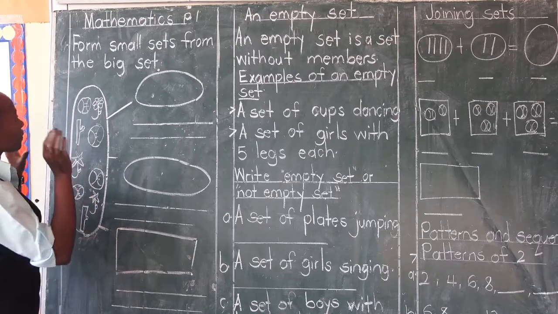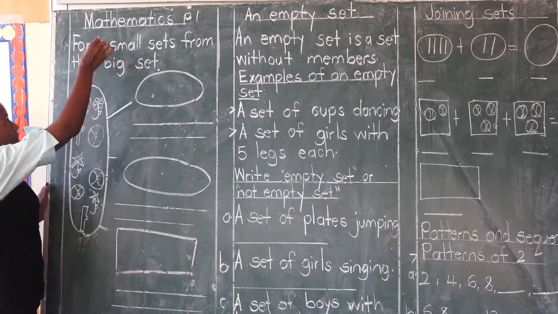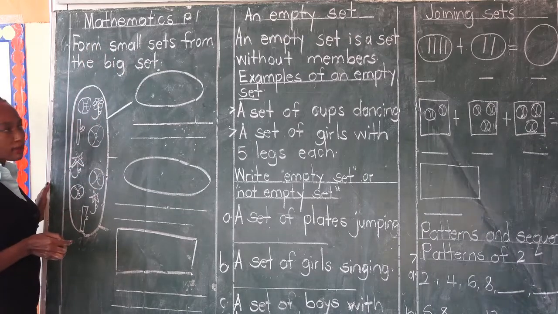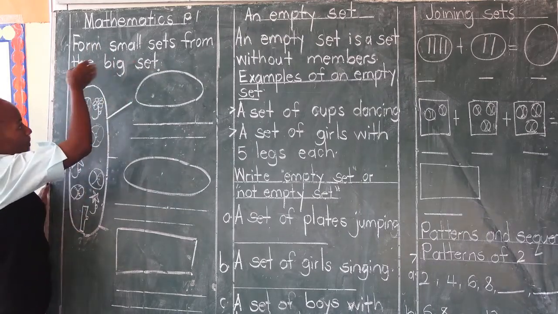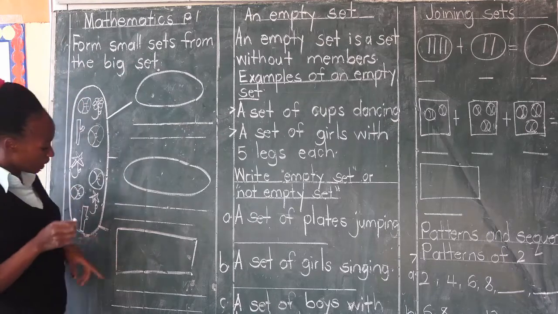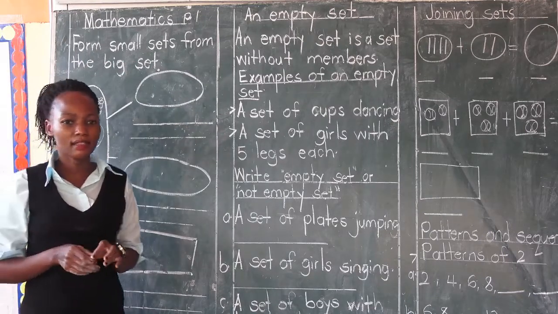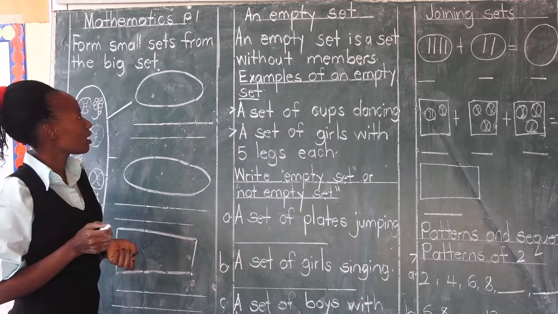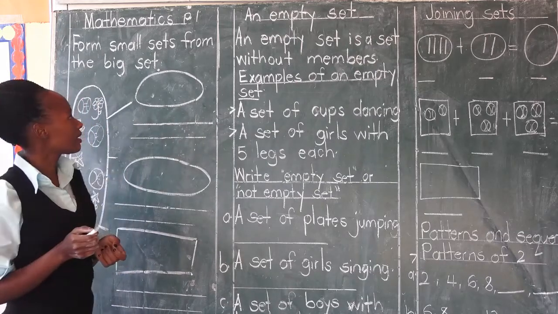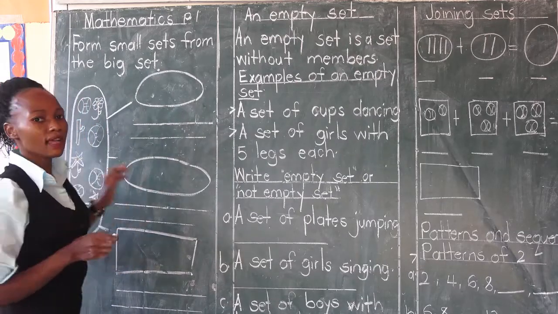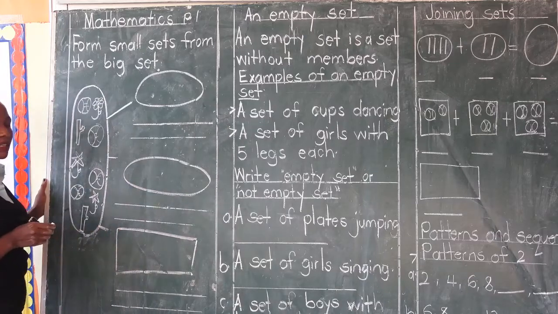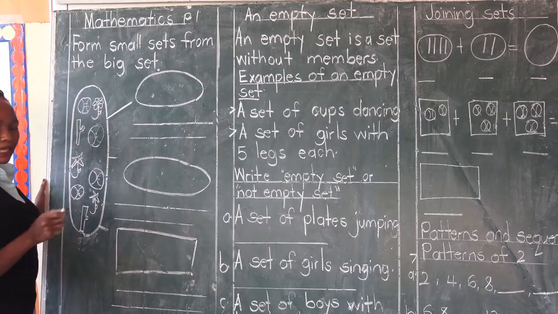And we are going to start from forming small sets from the big sets. Form small sets from the big set. But before we look at this, what is a set? Let's just remind ourselves, what is a set? We shall say a set is a collection of well-defined members or elements.